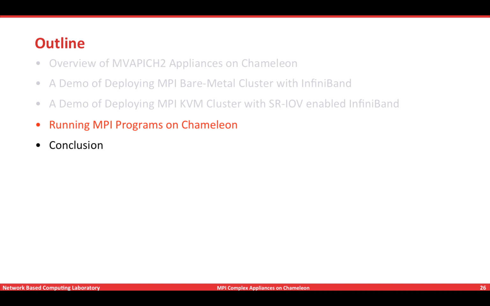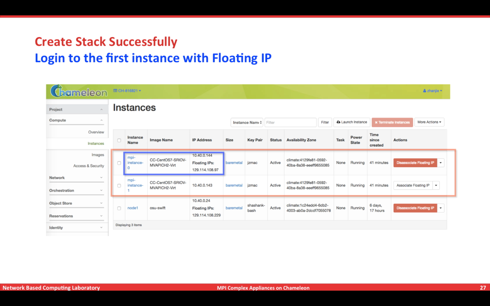Okay, then the next step is how to run MPI programs on this environment. The first thing is you have to wait until the stack gets successfully deployed. The status shows that it is now running. As the blue box shows, our appliance will automatically assign a floating IP, which is a public IP, for the first instance in the stack.